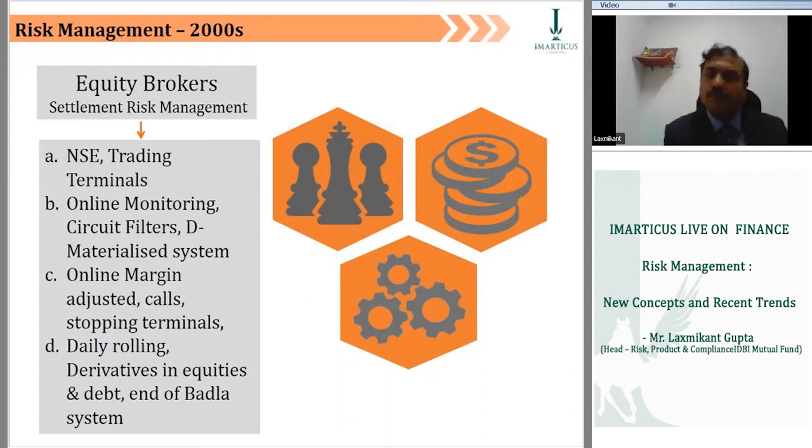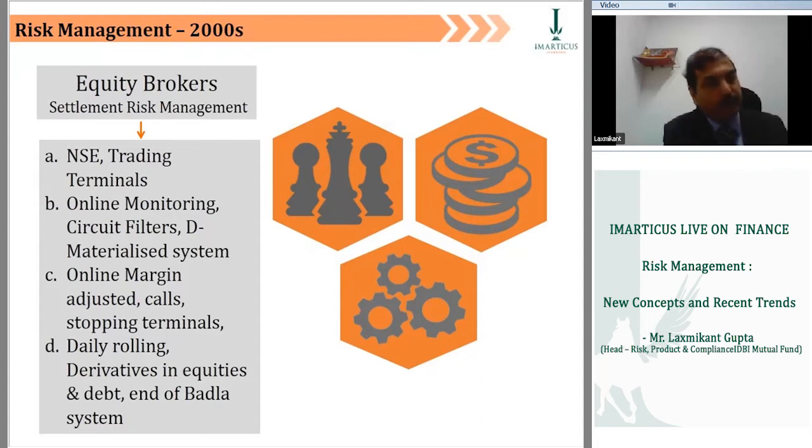Many of these problems were done away with by the online trading platform of the National Stock Exchange, which had a new concept of circuit filters introduced in those days, to protect against a big collapse of the market, acting as a breaker in case of sharp fluctuations. The dematerialized system came up with the enactment of the Depositories Act in 1996, which led to the compulsory conversion of physical securities into dematerialized form and knocked off all the problems relating to physical securities. Online margin tweaking, margin corrections, and stopping the terminals all became very easy.